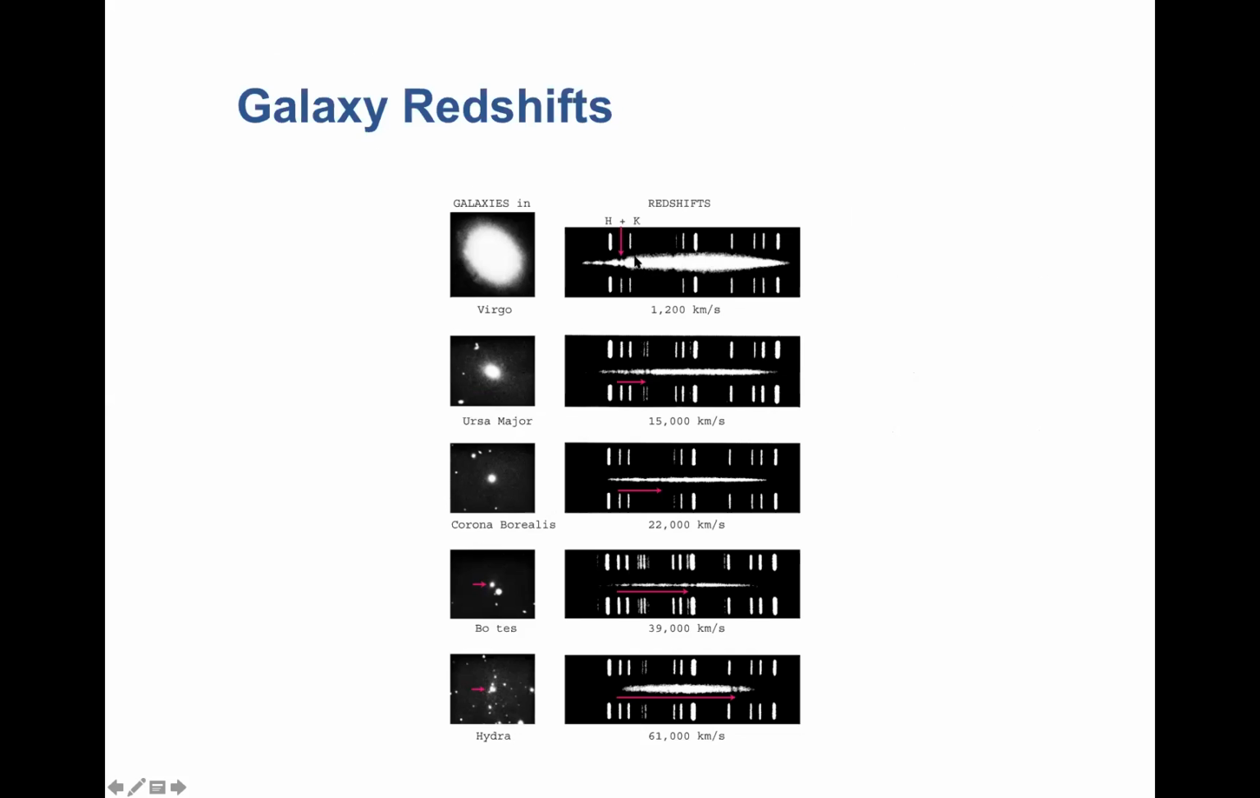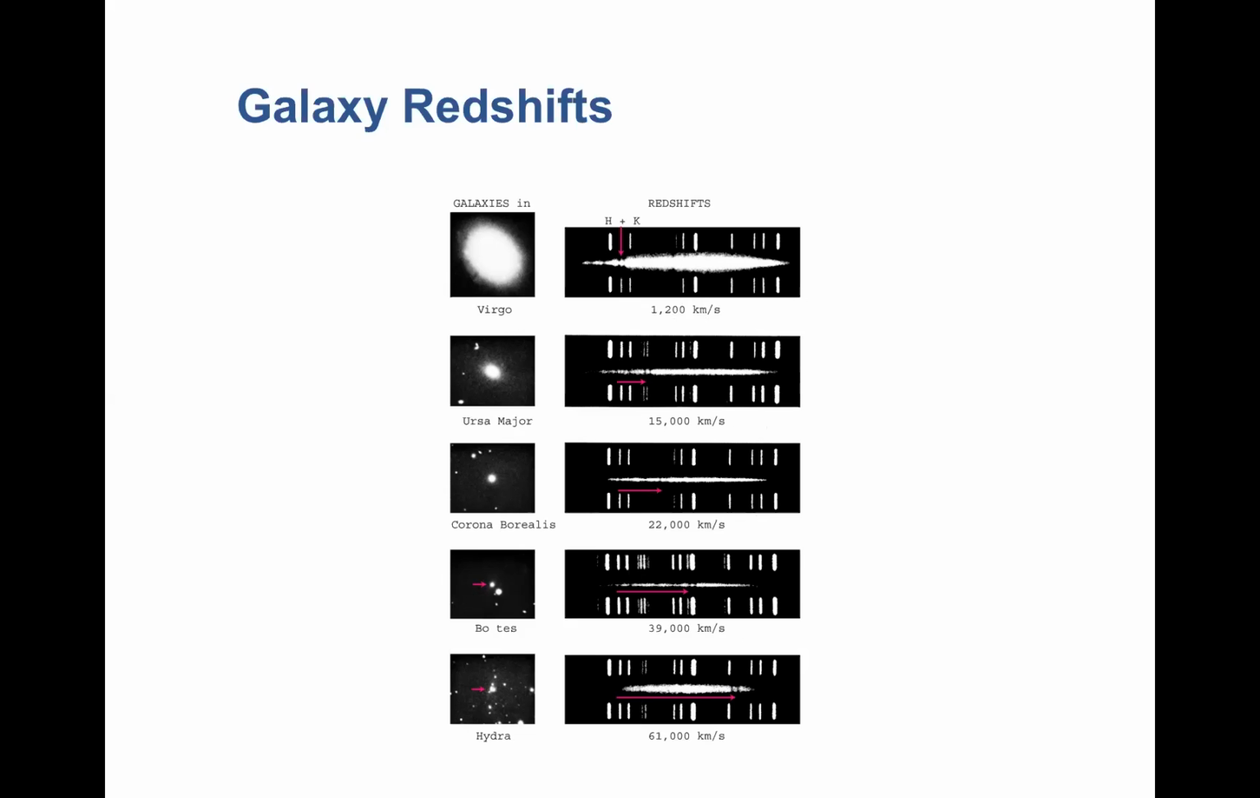And over here on the right, we're looking at these radial velocities by looking at the redshift of these two particular lines, H and K. Already in this galaxy, they're at 1,200 kilometers per second. And you can see the lines go further and further to the right. The red arrow shows you where those two lines are in each of these subsequent spectra. And these have extraordinarily large radial velocities: 1,200, 15,000 kilometers per second, 22,000 kilometers per second, 39,000, 61,000 kilometers per second, which is very fast, right?